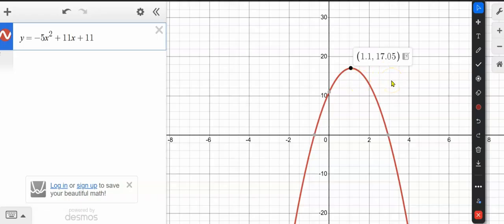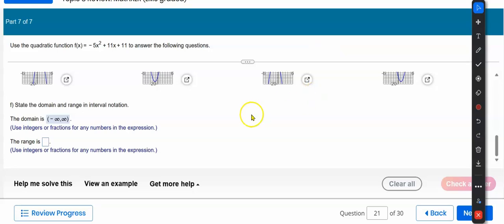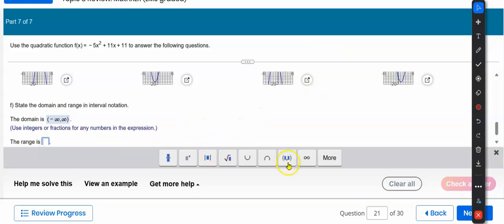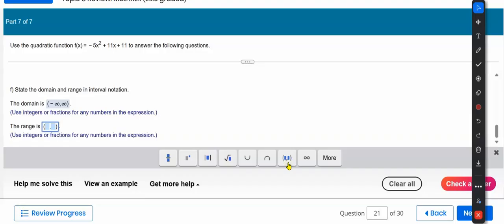Is it exactly 17? 17.05. There you go. Oh. It goes from negative infinity up to 17.05.